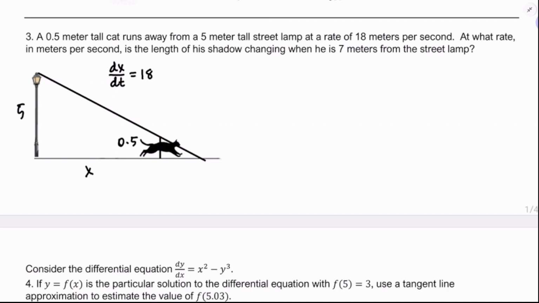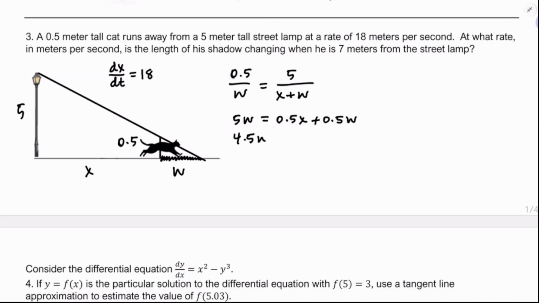Okay, but then I'm going to need to say, okay, well, it's got a shadow also. And I'm going to say, all right, the shadow is this. And I'm going to call that w. I'm going to set up a proportion. 0.5 over w is going to equal 5 over x plus w, because it's the whole triangle. Okay, then I cross multiply. Simplify the equation.